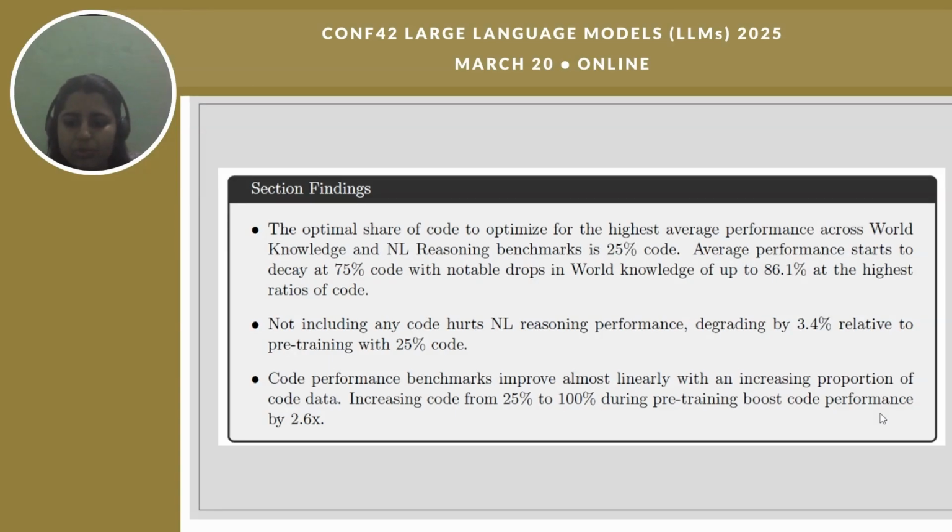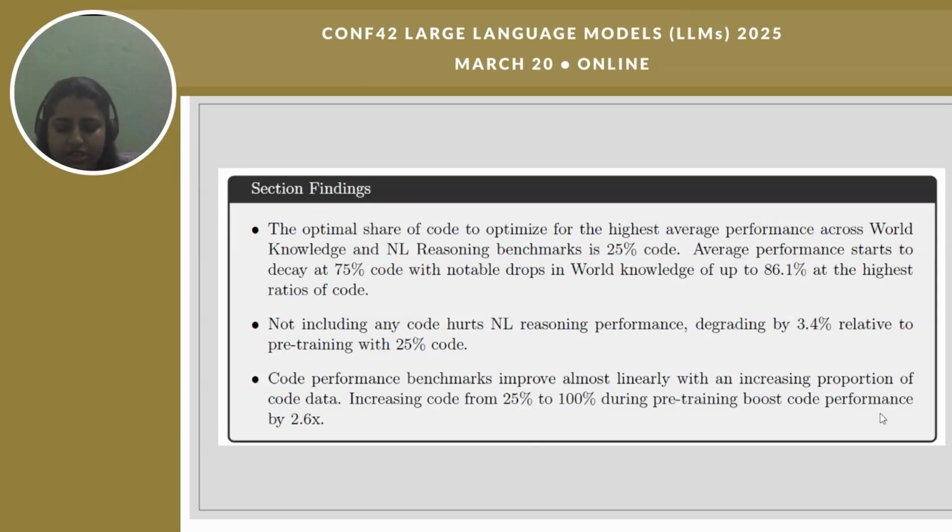And the remaining proportion is filled with text data. So for natural reasoning, as the code increases, the performance also increases. The best performance is from 25% code data and 75% text data. For world knowledge, we see an inverse relationship. With an increasing amount of code data, this is reduced.